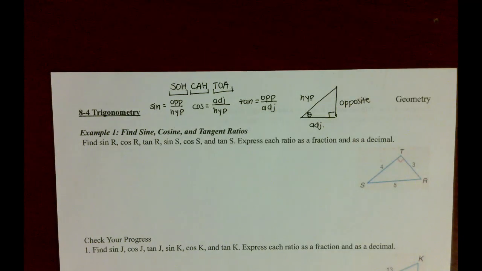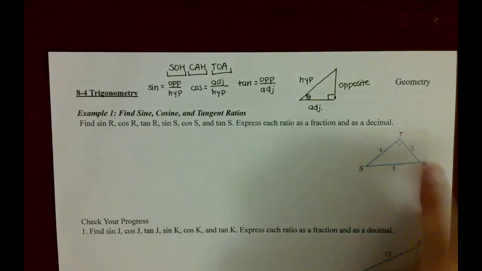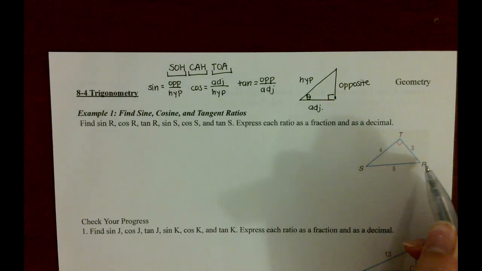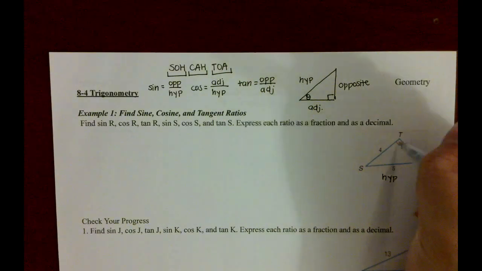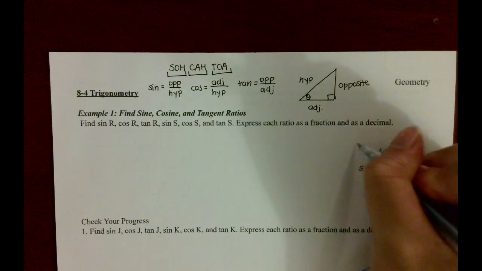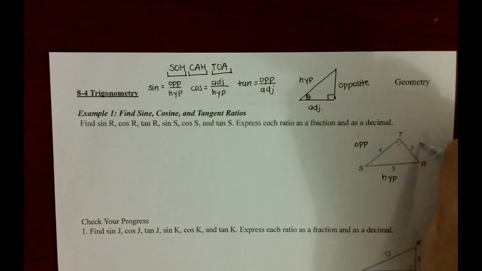Okay, so let's get started with example 1. We're going to find sine r, cosine r, tangent r, and then we're going to do the same thing for s. We're going to express it as a ratio, as a fraction, and as a decimal. So if this is r, what we want, that would make this the hypotenuse, because it's across from the 90-degree angle. The 4 would be opposite because it's opposite of r. And then the 3 is adjacent because it's next to r.